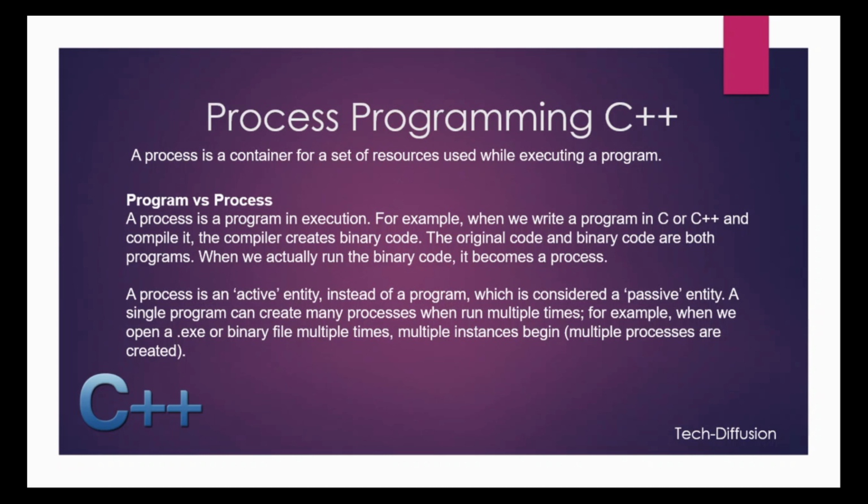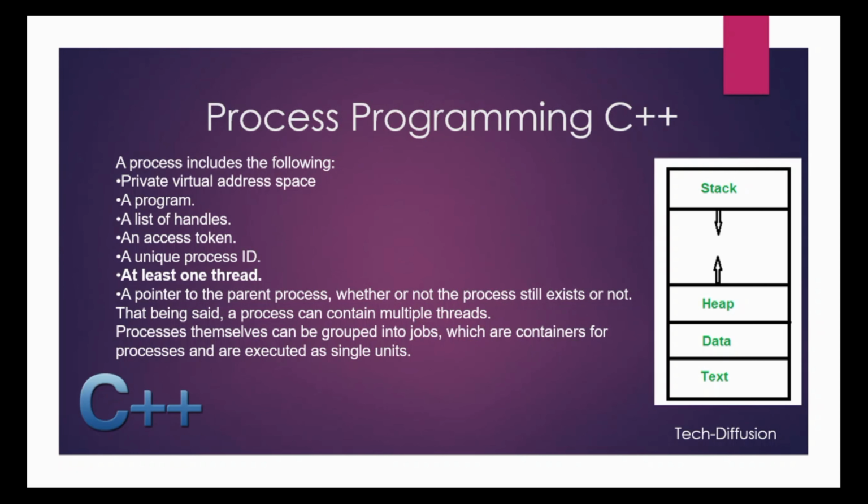A process is one kind of a program. Now, the next part. A process includes lots of things: a private virtual address space, a program, a list of handles, an access token, a unique process ID, at least one thread, and a pointer to the parent process. A process can contain multiple threads. Processes can also create a group of jobs, which are contained in a process and executed as a single unit.